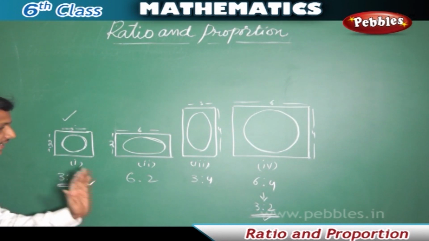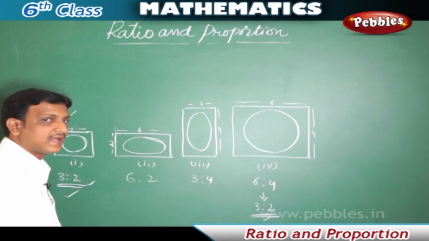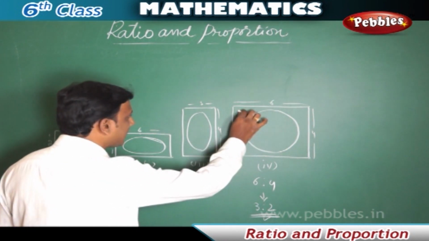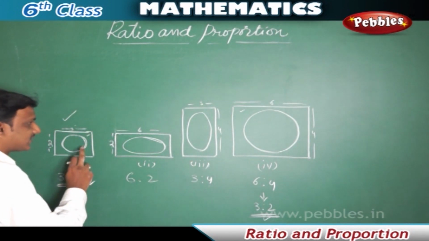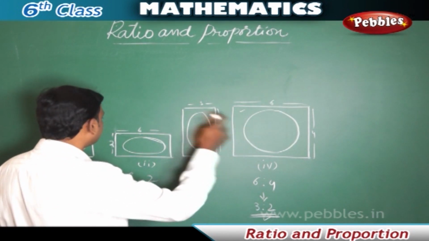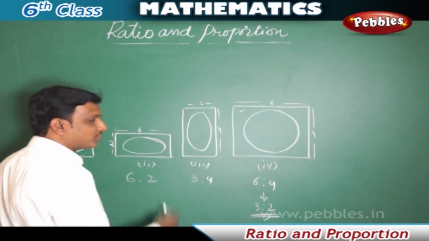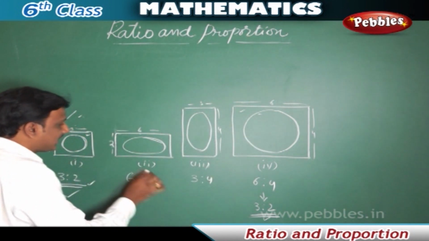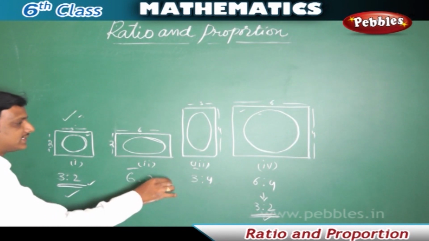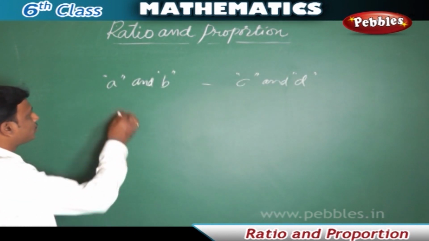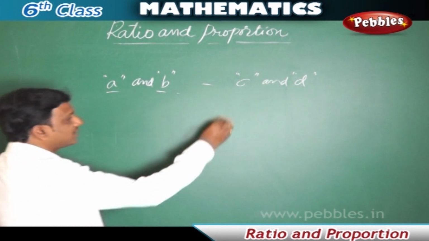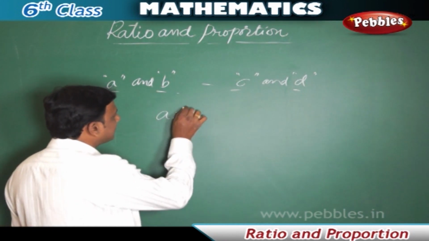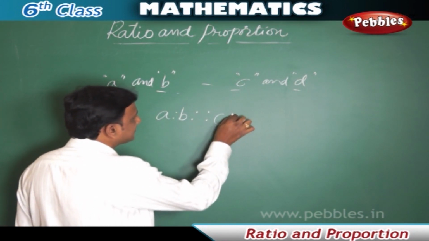So we call this kind of ratio equality as proportion. Here the picture is resized exactly to the proportion. By maintaining the exact ratio, the picture size is increased in 1 and 4. Whereas in 2 and 3, it is not increased according to the proportion. If the ratio of A and B is equal to the ratio of C and D, we say they are in proportion. We write it as A is to B as C is to D.